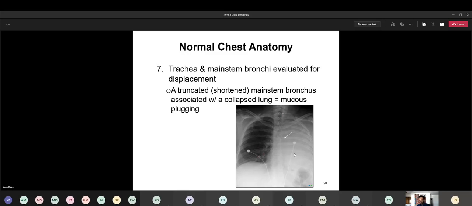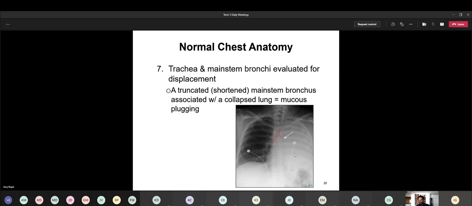So if we look at the trachea for this particular film, this is dark. So this is all air. This is a trachea as we know it should be. And then I can see this looks to be the right bronchus here. And then there is the left bronchus. Now, this one looks to be kind of cut off, and the term they use is truncated. So a truncated bronchus could mean that there's mucus plugging.